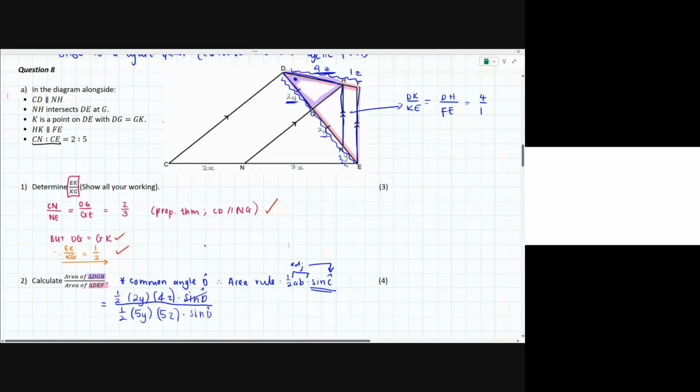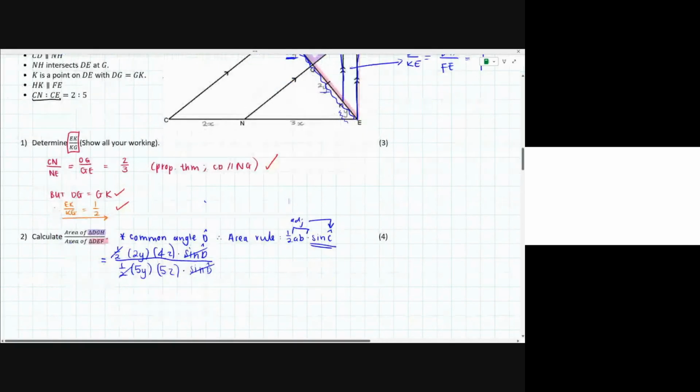And what we see is the sine D's cancel out, the halves cancel out, and all you're actually left with are your bases. So 2y times 4z, actually, let's make our lives easier. The y's cancel, the z's cancel. So 2 times 4 is 8. 5 times 5, 25. And we get our area ratio.